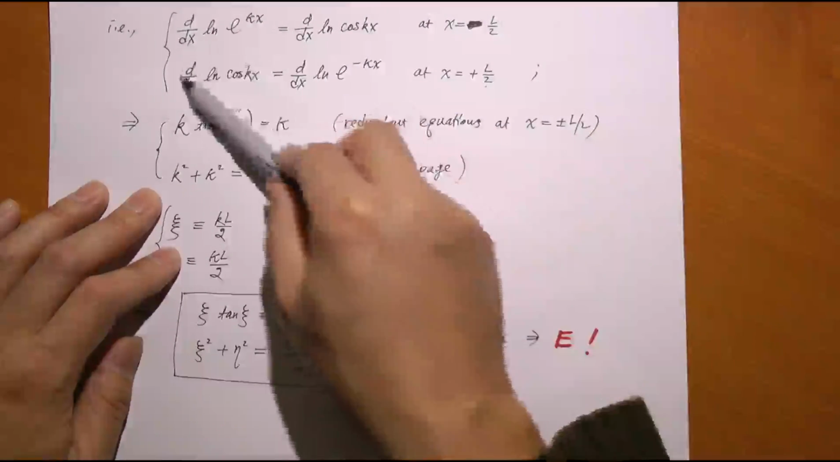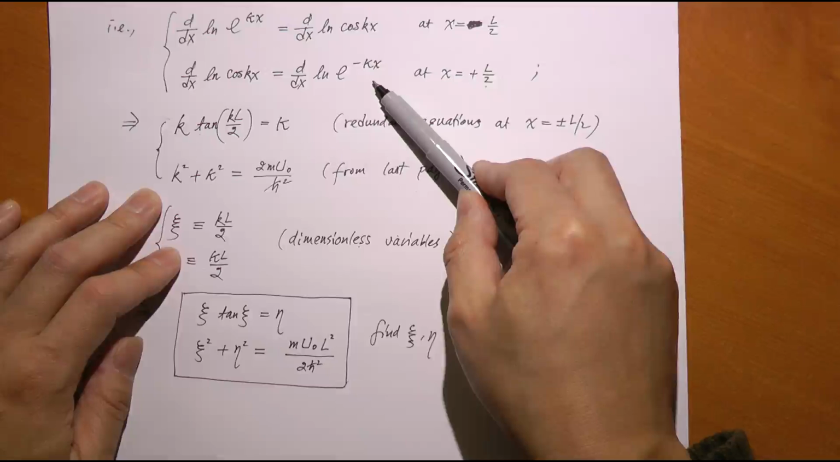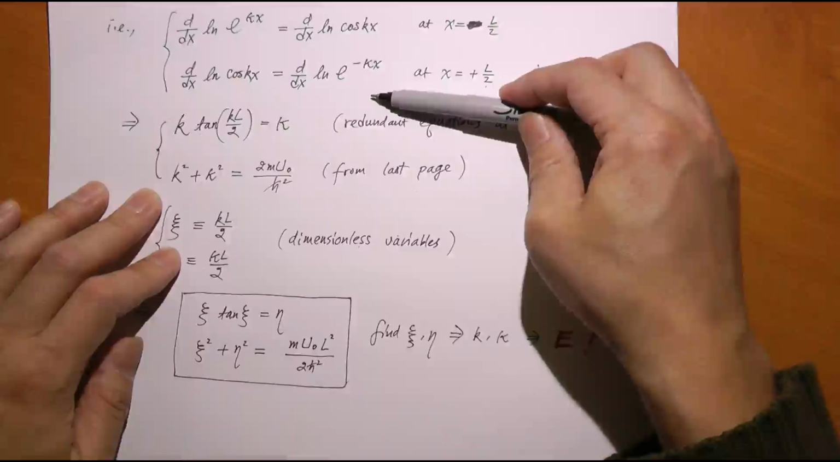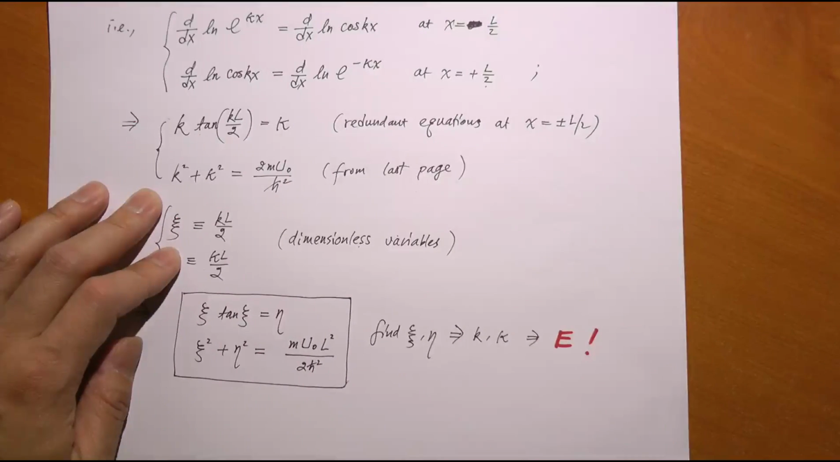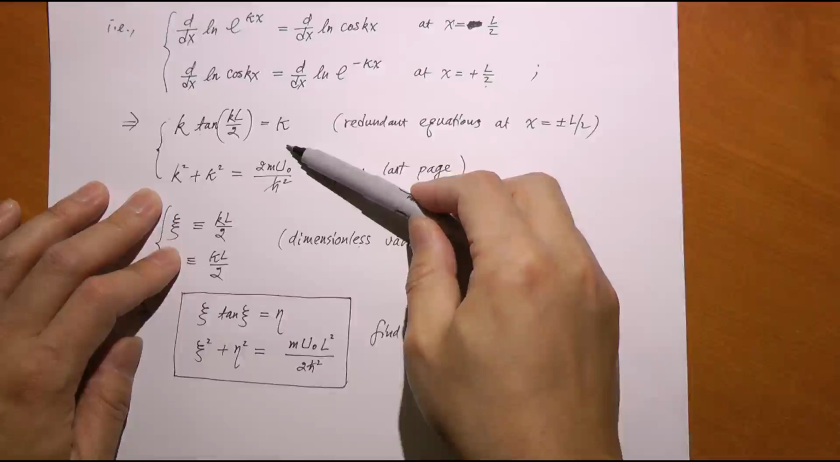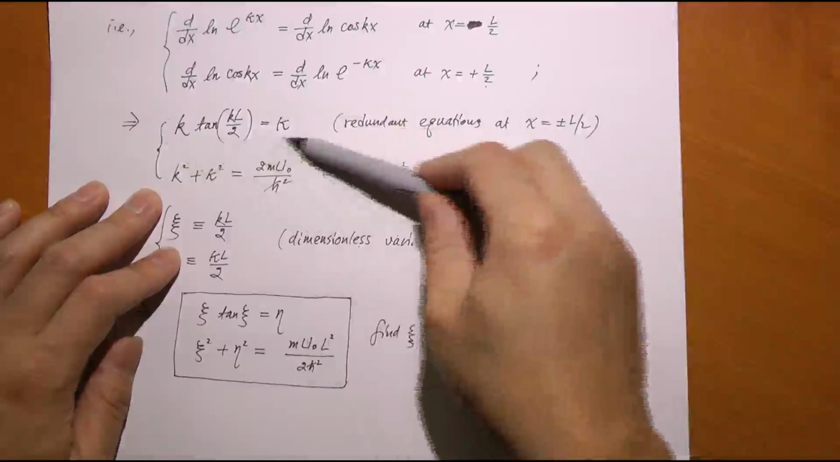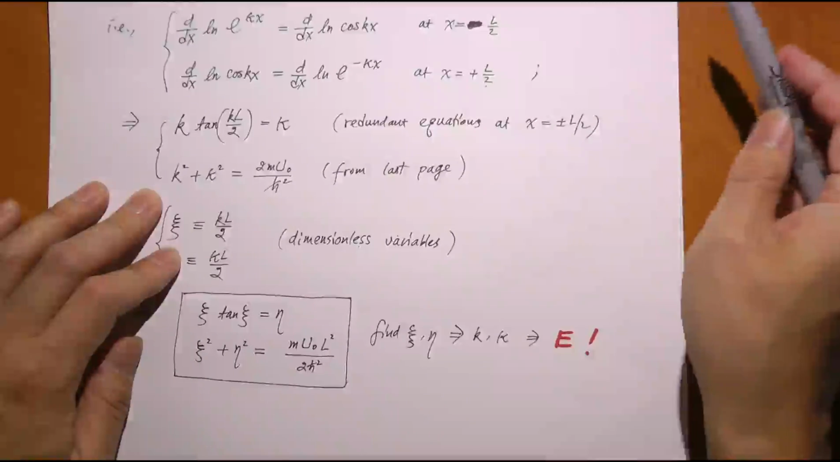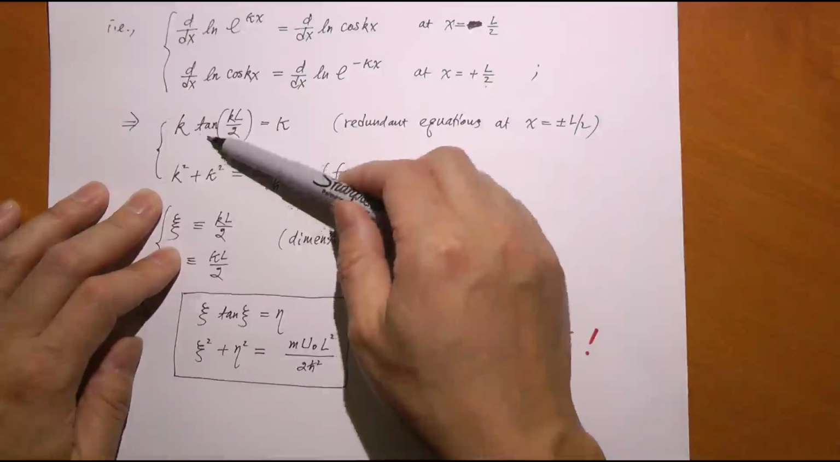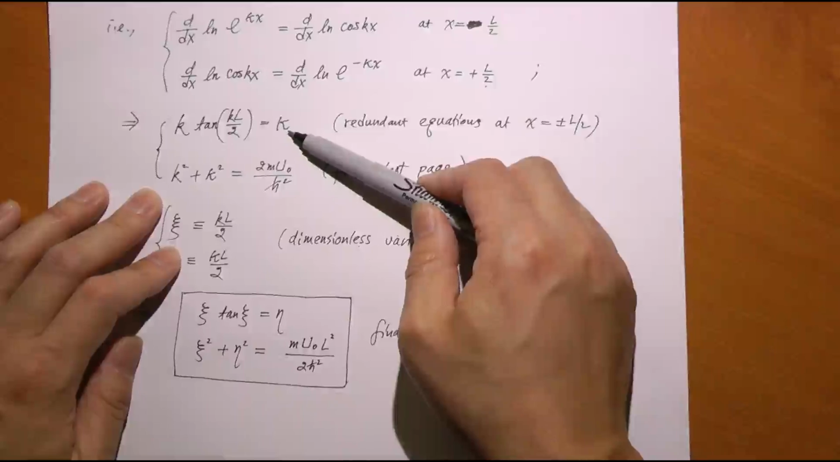And what if you do that for the other side of the potential well? It turns out that you just get two identical equations, okay? It doesn't matter whether you did it here or there. That's nice. So that's the equation we come up with. You work on either one of them, you get the same thing. They do not conflict with each other, thank God. So you get k times tangent of kL over 2 equals kappa.